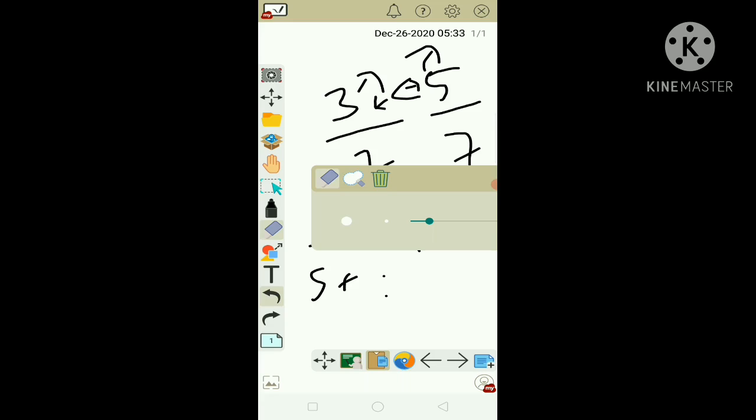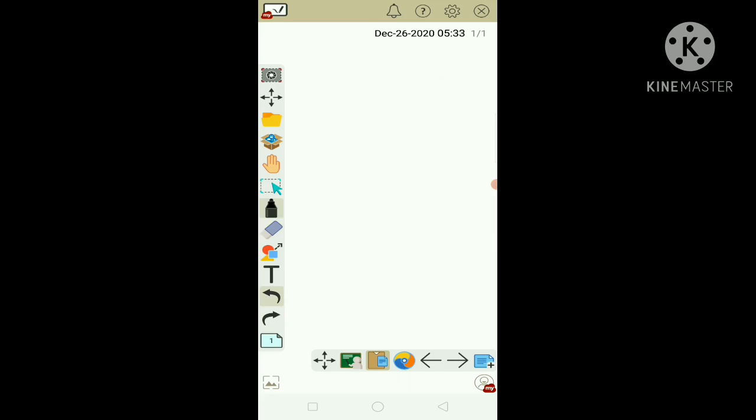I will tell you another example of like fractions: 4 upon 5 and 4 upon 5. If you notice, both are the same. The numerator is the same and the denominator is also the same. So how will you check? We put the equal symbol, because both are the same. It's a like fraction, so we put an equal symbol.